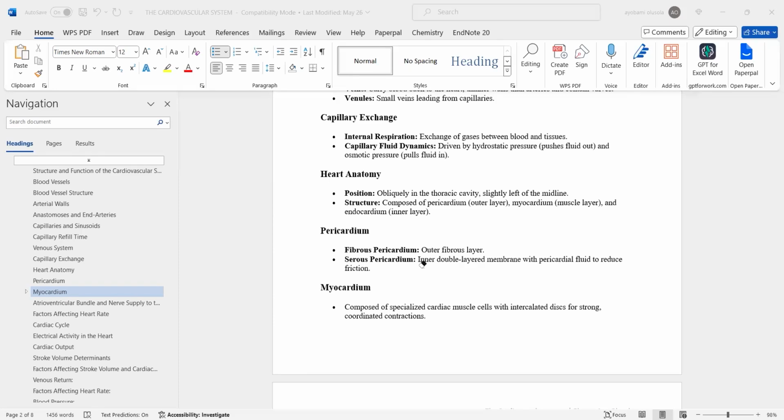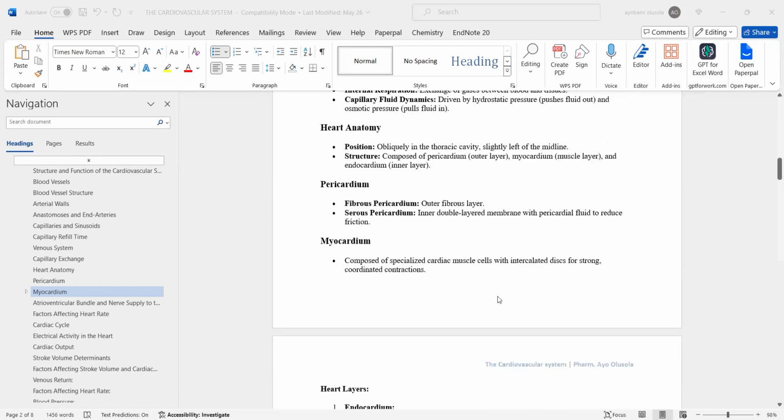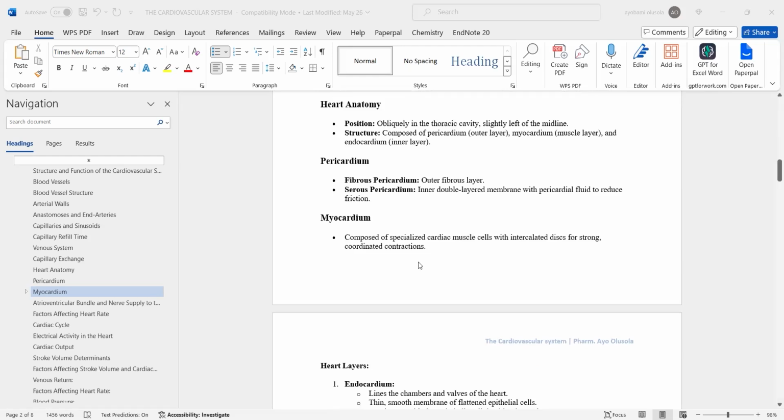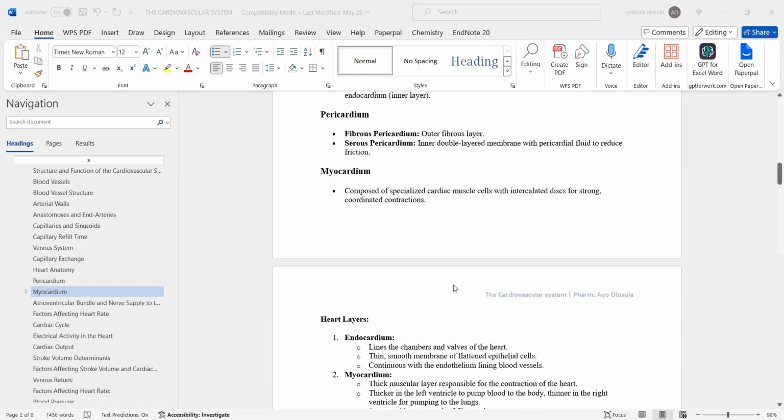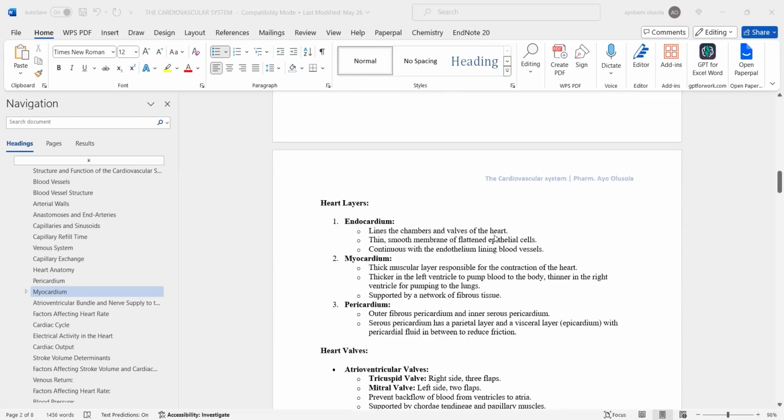So the myocardium is the middle layer of the heart, and it's a muscular layer. It's composed of muscles. The muscles are cardiac muscles. They are specialized, and they have intercalated discs. They contract, and the contractile action ensures that the blood is pumped out. Okay.